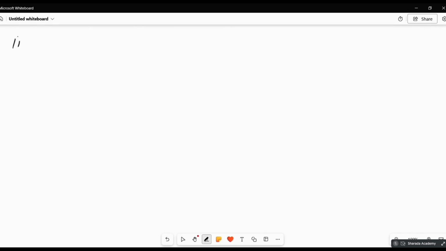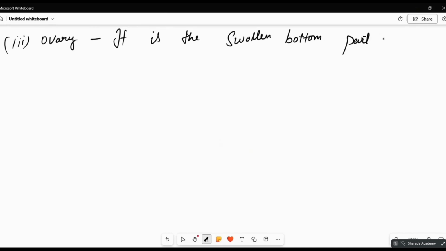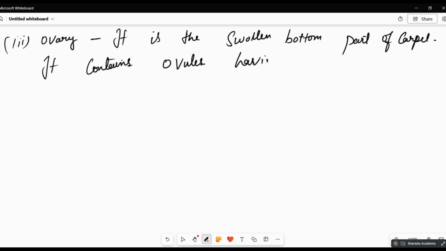Third one is the ovary. It is the swollen bottom part of the carpel. So it contains ovules, okay, having an egg cell.